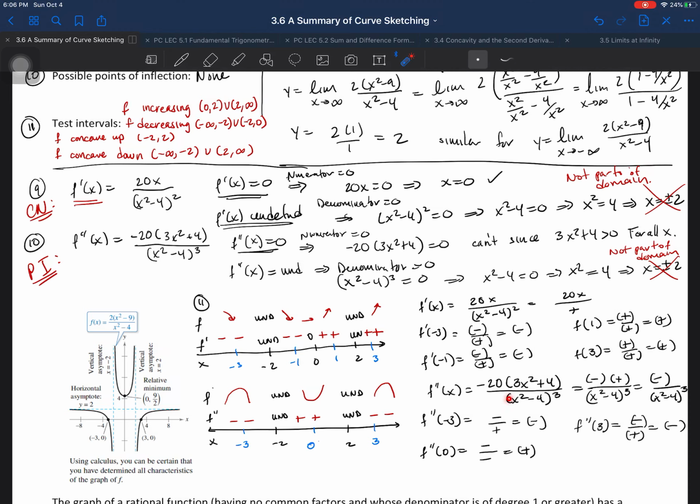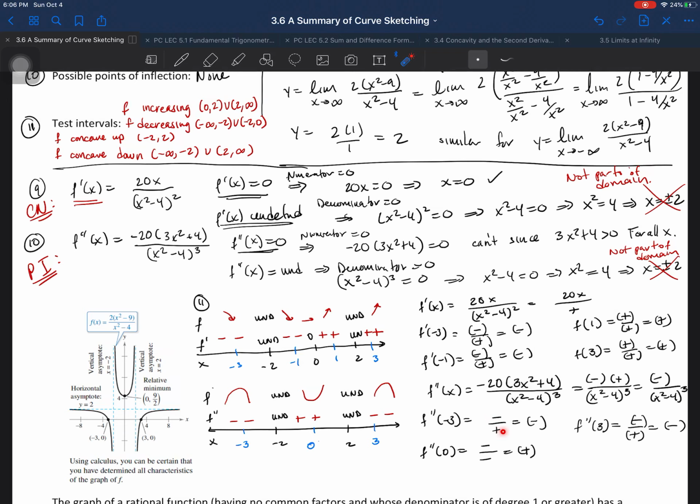We're going to use the second derivative and test these numbers, negative 3, 0, and 3. But we also know that on the numerator, the negative 20 will always be negative, and this will always be positive. So we have negative times positive, which is negative on top. I can make myself a note for that so I don't have to test it every single time. That will save me so much time. So I only have to test the bottom part. The top will always be negative.